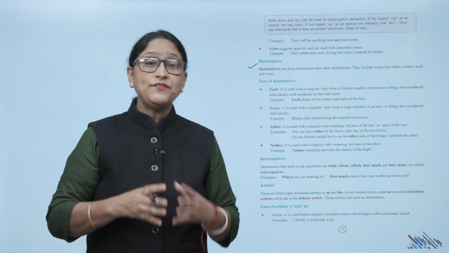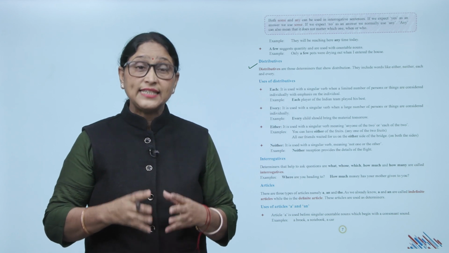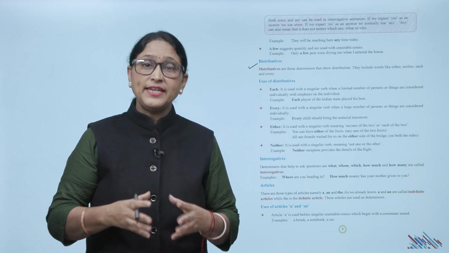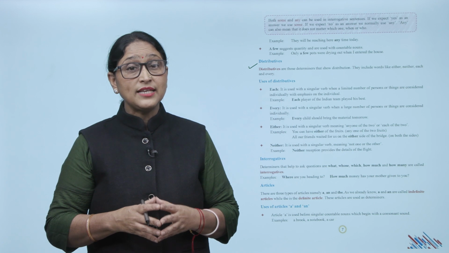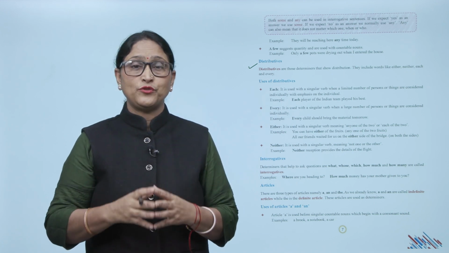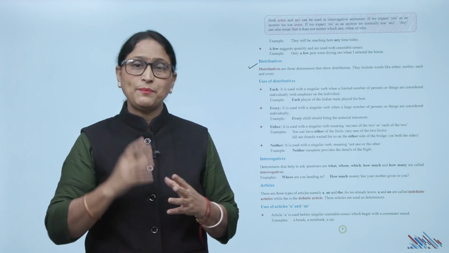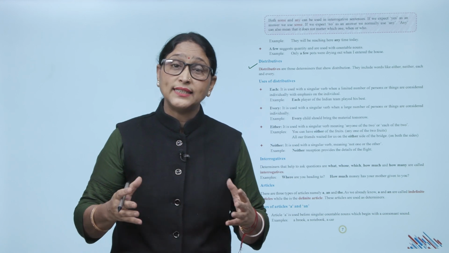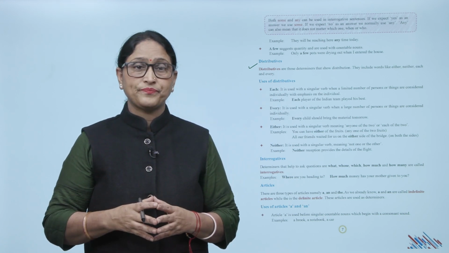Example: every child should bring the material tomorrow. Either, it is used with a singular verb meaning any one of the two or each of the two. Examples: you can have either of the fruits, any of the two fruits. दो में से कोई भी एक आप ले सकते हैं. All our friends waited for us on either side of the bridge, on both the sides.